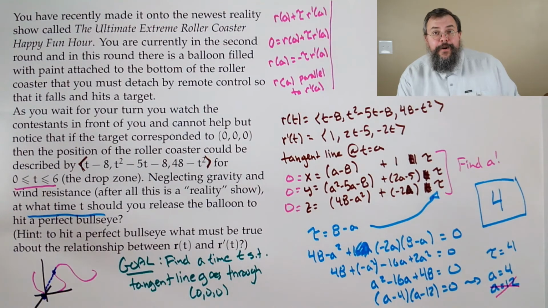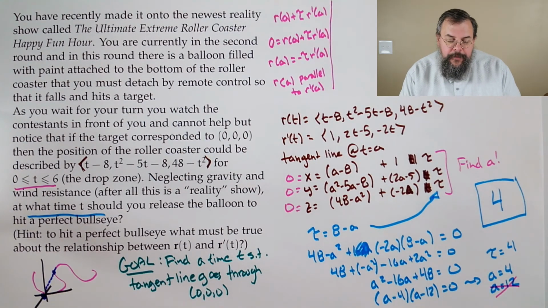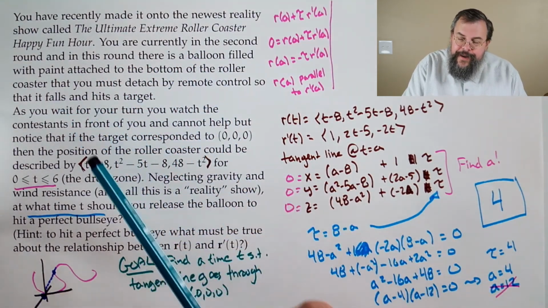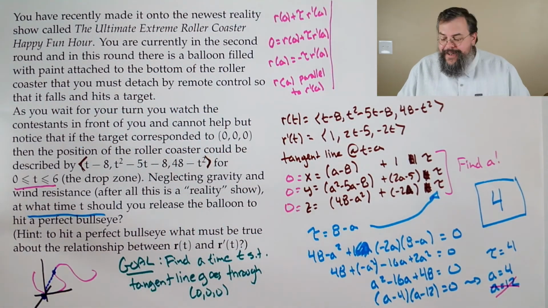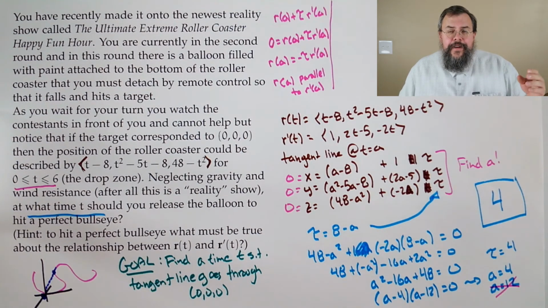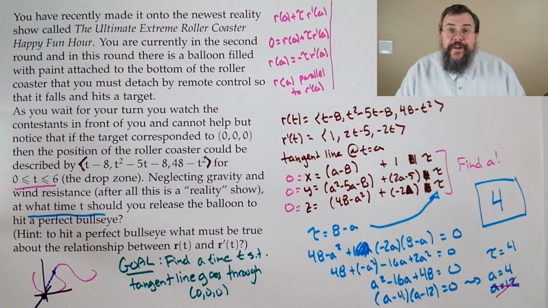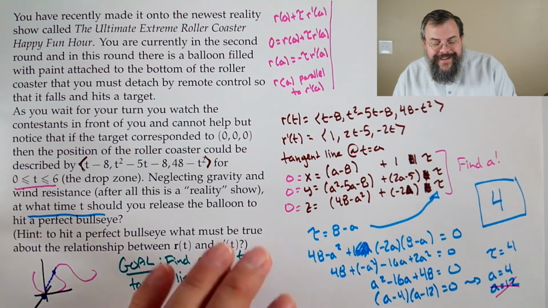Okay, good. Wow. Hopefully someday we can get onto that show. Ultimate Extreme Roller Coaster Happy Fun Hour. We'll do great. We'll be fantastic. You know, people say, calculus, does it ever have any real-world applications? Here's a real-world application. Winning reality TV shows. Good stuff. All right. On to our next problem.